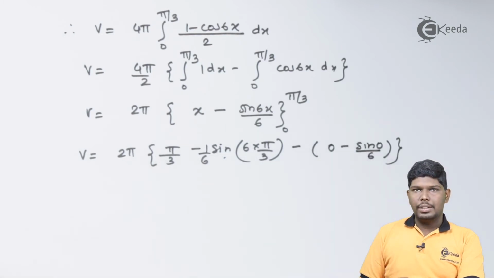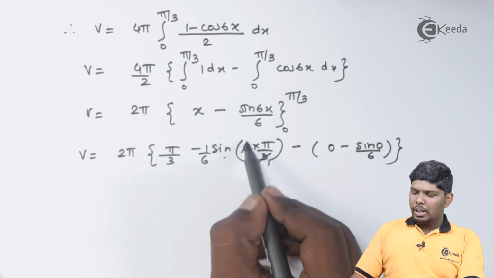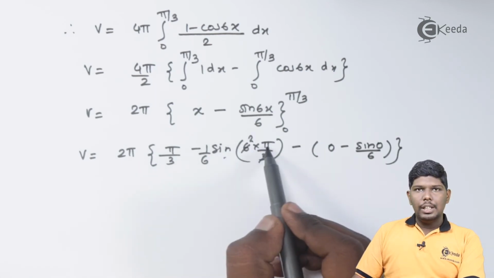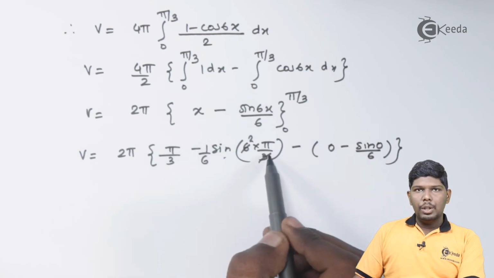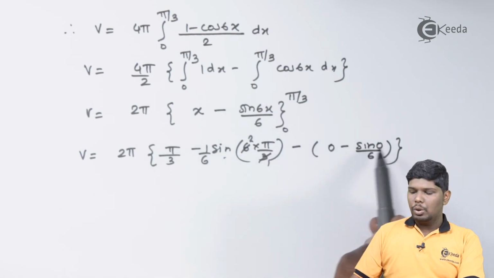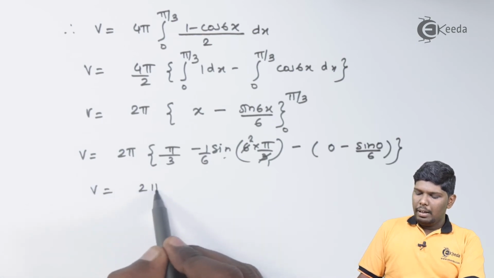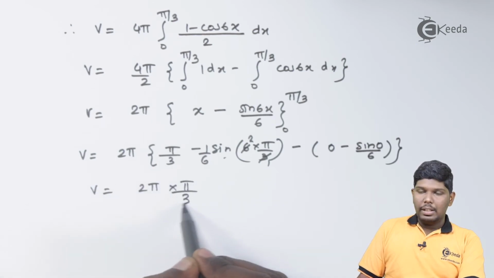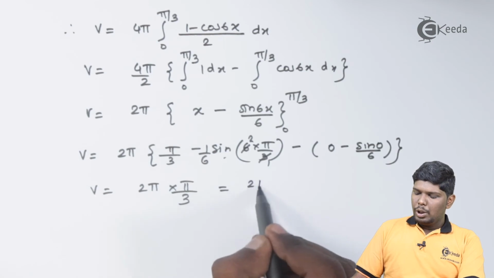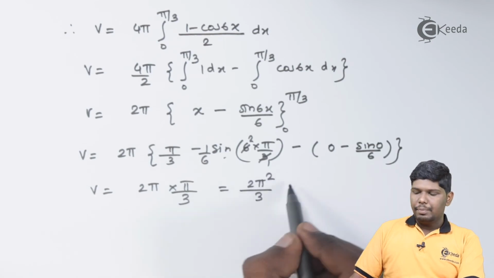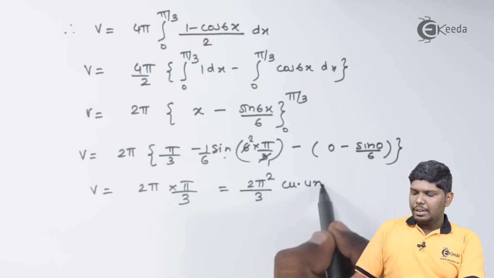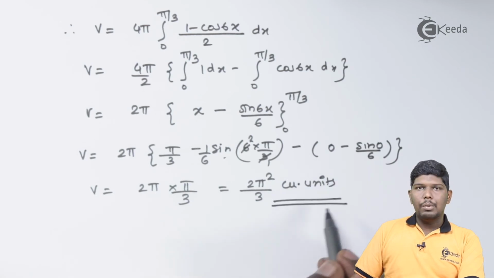Here we have 3 ones are 3 twos are 6, so sine 2 pi is 0. So this entire term becomes 0. Similarly here sine 0 is also 0. So again the second term becomes 0. V will be 2 pi into pi by 3. That will give you 2 pi square upon 3 cubic units. This is our final answer.